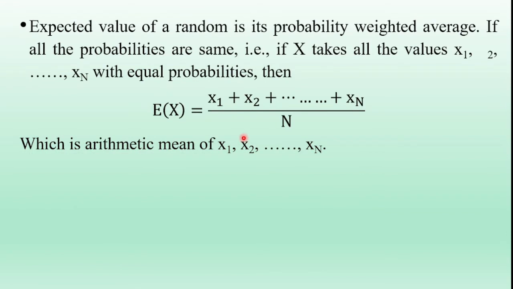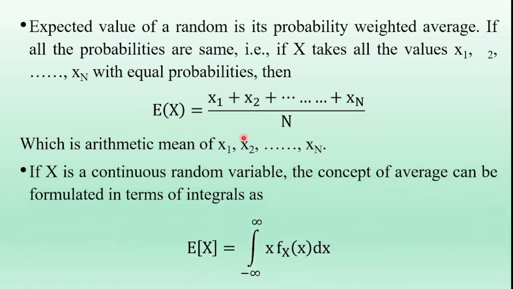Similarly, if the random variable X is a continuous random variable, the concept of average can be formulated in terms of integrals. If X is a continuous random variable, then the expectation of the continuous random variable is defined as expectation of X is equal to integral from minus infinity to infinity x into fx of x dx. So fx of x is the probability density function of the continuous random variable X.